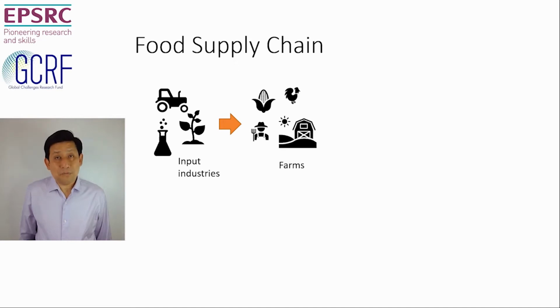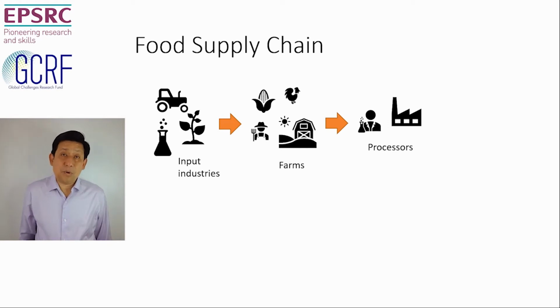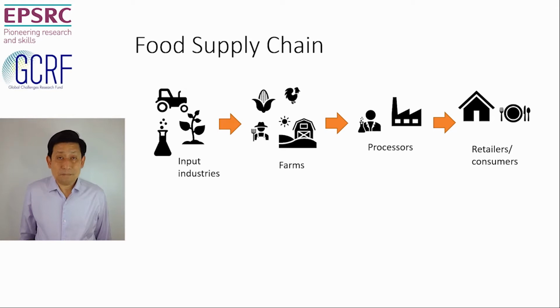The produce from farms, some of them will be sent to processors. They add value to products through washing, for example, packaging, and in some cases, they change the food products to another form. For example, they can make juice from oranges. Now, the products will eventually be sent to retailers or final consumers. In order to distribute products from one place to another, we will need transportation.